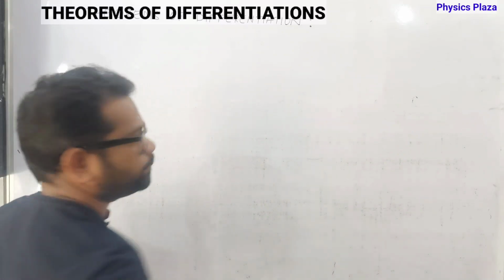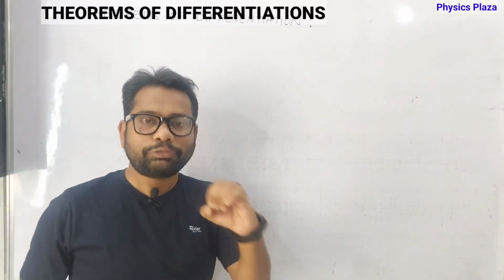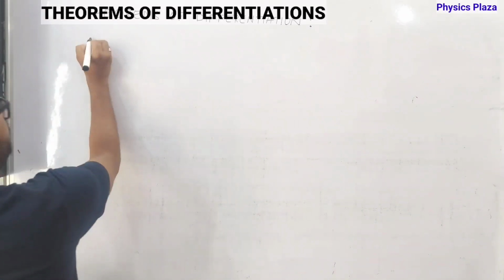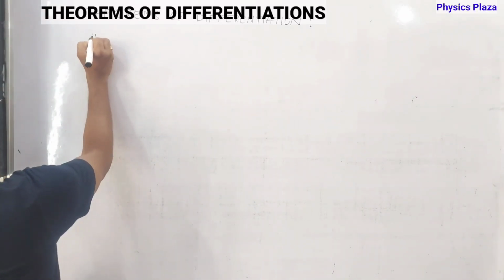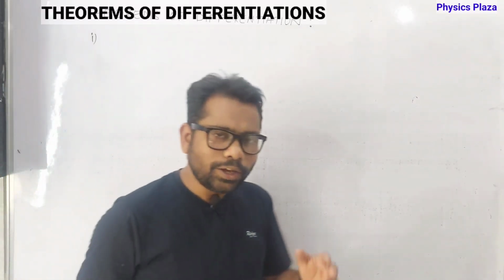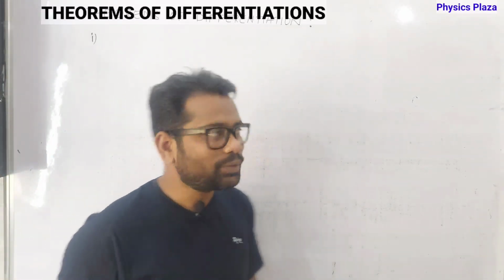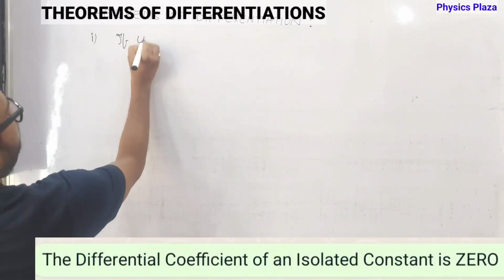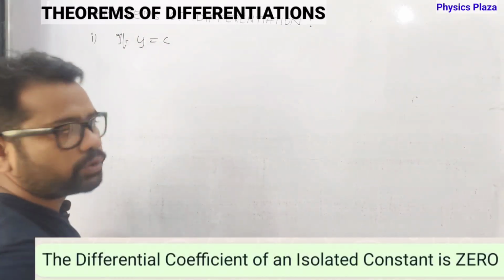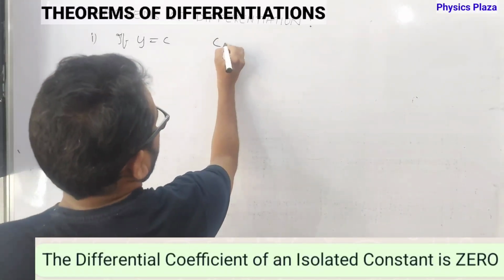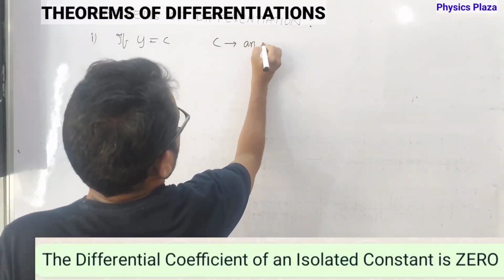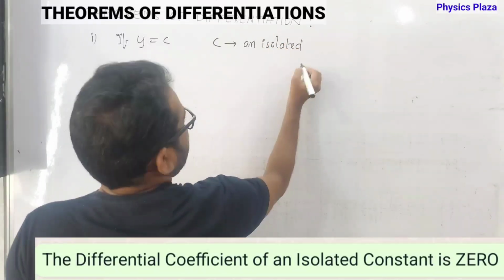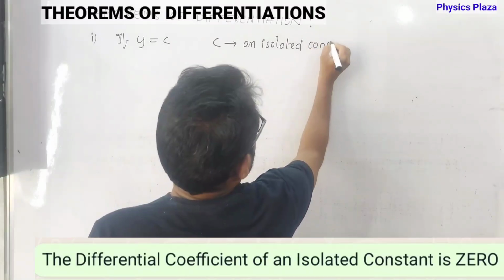Theorems of differentiation. Under this, the first one is very simple, and at the same time very important. You can also call this the first rule of differentiation, nothing is wrong in it. Suppose children, if y is equal to c, then what is c? It is an isolated constant.